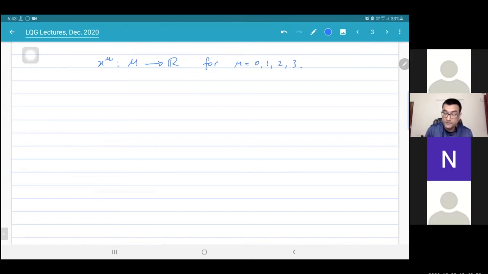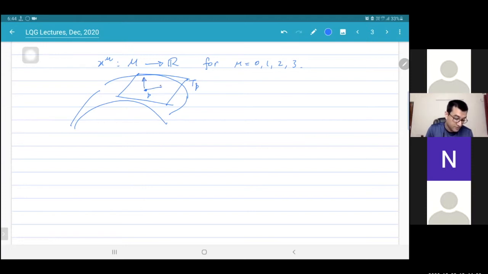But now I can define, at each point, I have some tangent space. Now, in this tangent space, I can always choose some basis of vectors of this tangent space. And these basis vectors, I will have to give them some label, right? So I label them ijk, let's say.